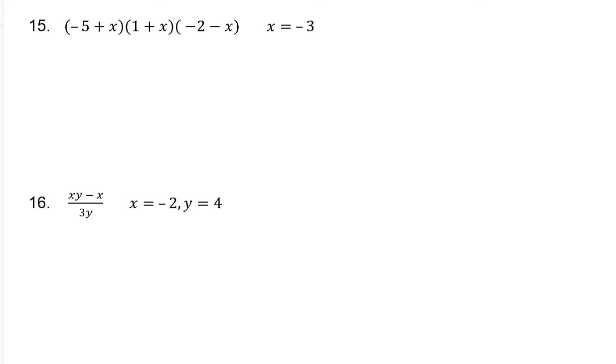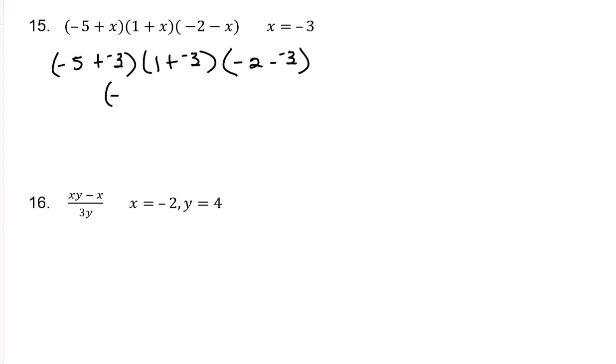Okay, problem 15, I'm going to put negative 3 in place of the x. So in these first set of parentheses, I have -5 plus -3, that is -8. Second set of parentheses, 1 plus -3 is -2. And then in my last set of parentheses, minus and negative is the same thing as plus or positive, so this is going to give me +1. So -8 times -2 is 16, and 16 times 1 is just 16.